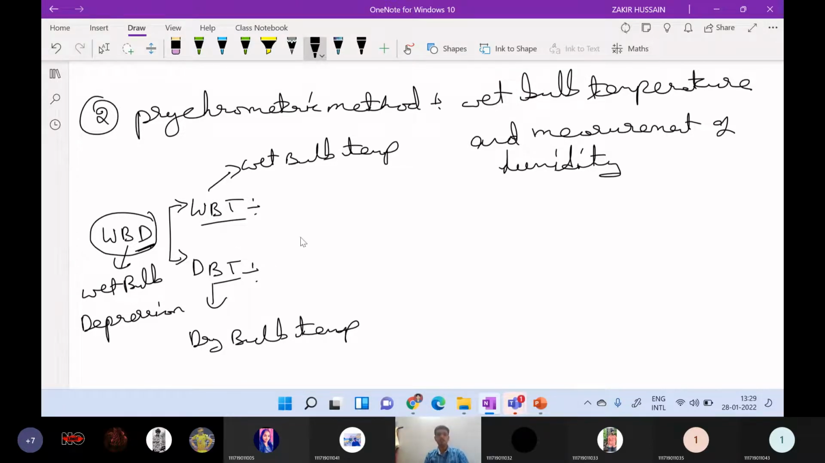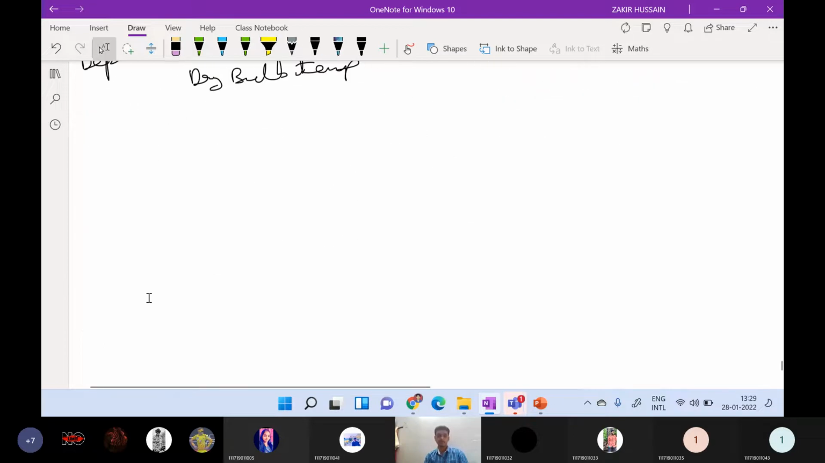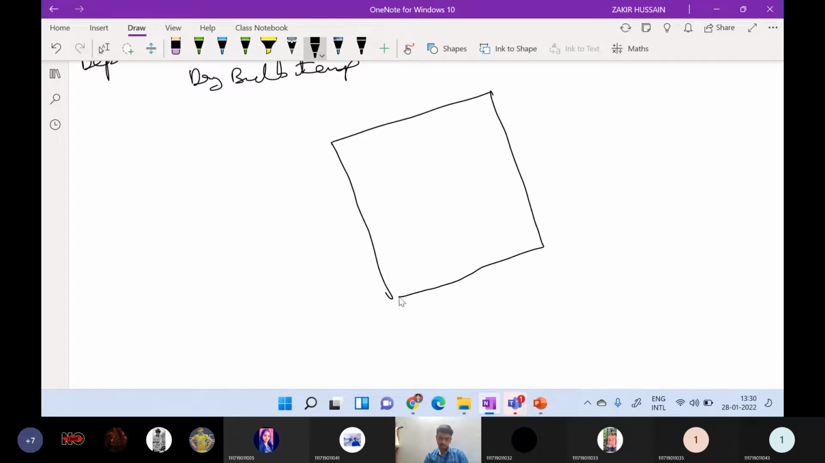For example, to measure the wet bulb temperature and dry bulb temperature simultaneously, there is one thermometer called a sling thermometer, in which two different thermometers are connected in a single setup. So the sling thermometer will look like this.